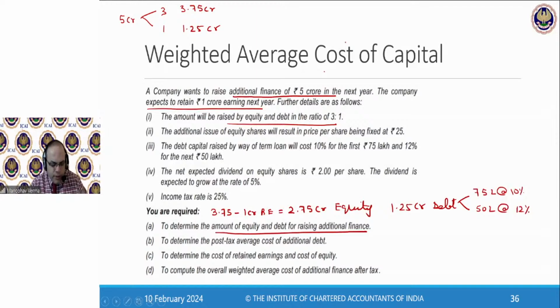I think maybe you guys stopped at 3.75 and 1.25. I just expanded from there, because you have to specify what exact amount of equity you will be raising. The question says raising additional finance. So 3.75 was incomplete. It is 2.75 and 1.25, because 3.75 includes your 1 crore of retained earnings. I hope this makes sense to all of you.